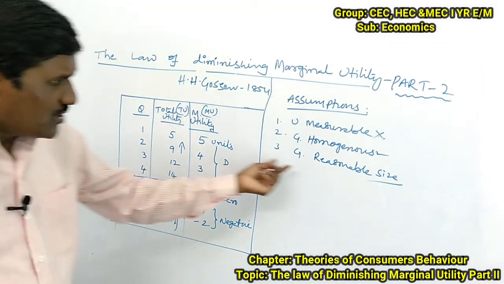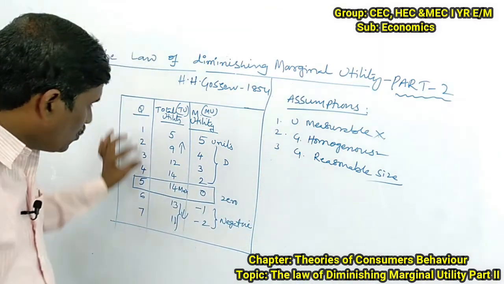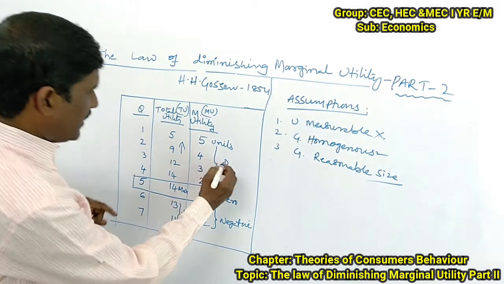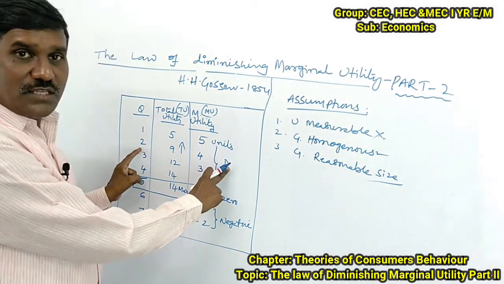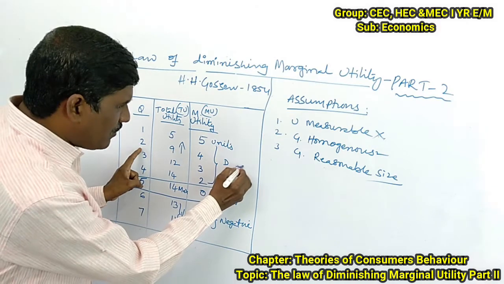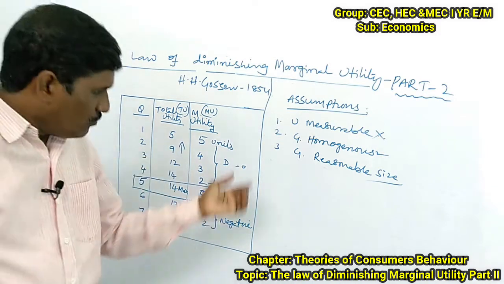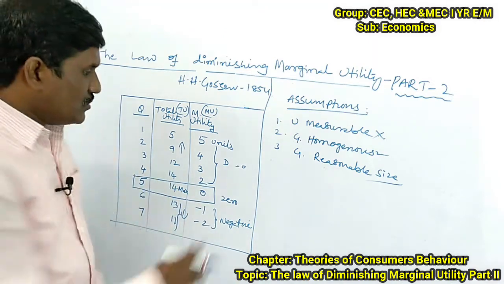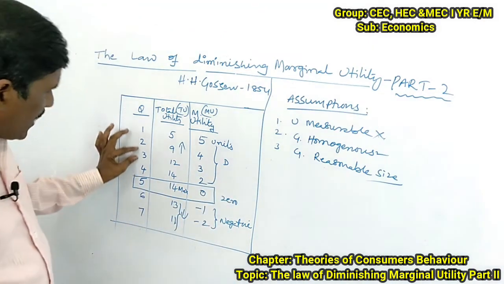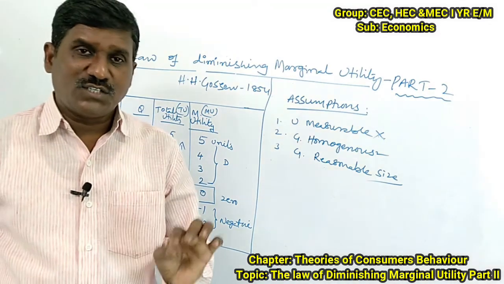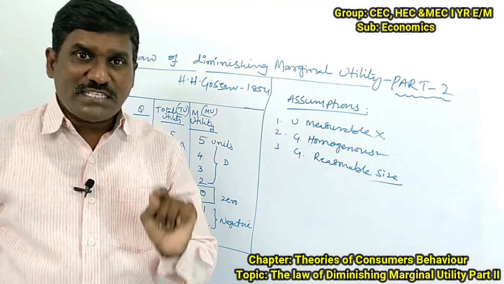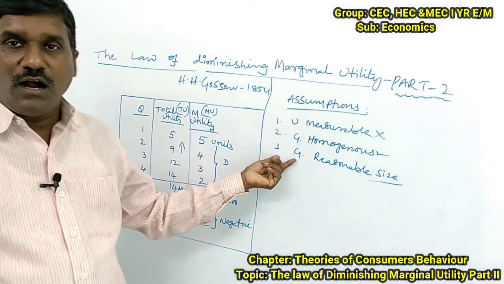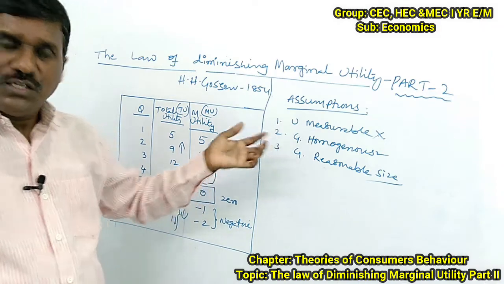So the goods should be of reasonable size, not too big and not too small. Suppose you take a large quantity, then here there will be a 0, and 2 are enough. Here there will be a 0. But when you take a small size and take a number of units, the satisfaction will not be 0. So the goods they are going to consume should be of reasonable size. A reasonable size is required for the application of the law of diminishing marginal utility.